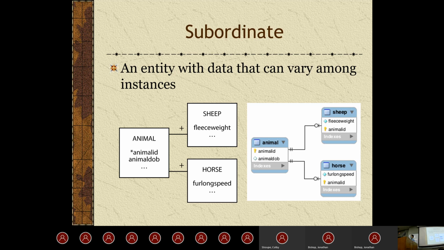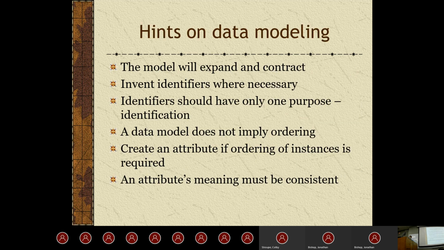So that's what this is saying, is that we're going to have different instances of the larger sort of parent entity, but we're only going to focus on these subordinate entities for the specific attributes. Does that make sense to everybody? So it's kind of like you have a parent-child relationship in programming. It's the same concept. We'll kind of go through some of these hints.